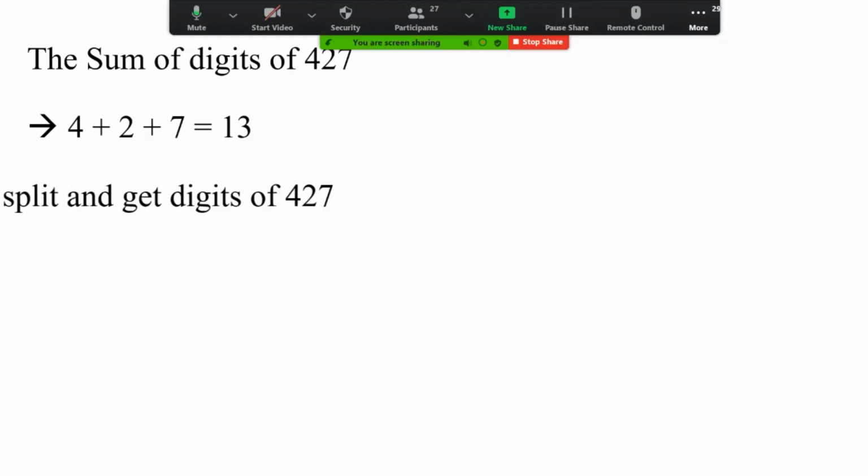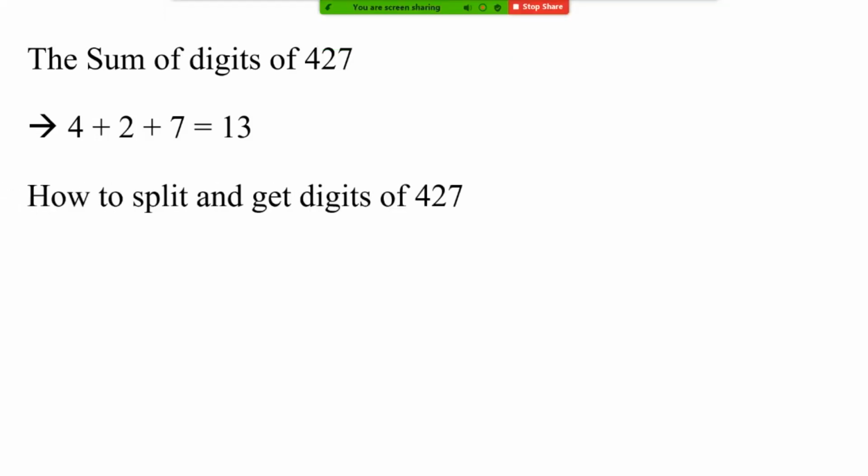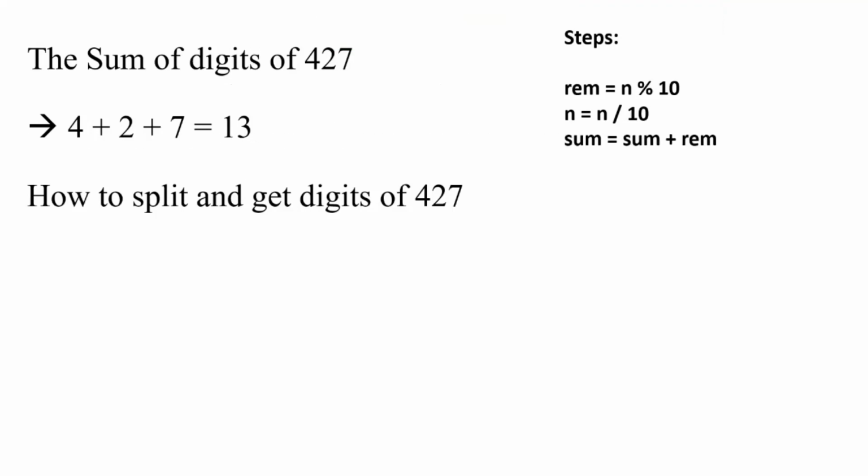Tell me, what is the sum of the digits of 427? 13. Okay, 13. So how to find it now? You know, 4 plus 2 plus 7. Again, we are splitting and finding the sum of the digits. So first step is what? We have to find the remainder. Then we find the quotient. Then we keep adding the remainder of each step in a variable called sum, until n is equal to 0. That you have to write.